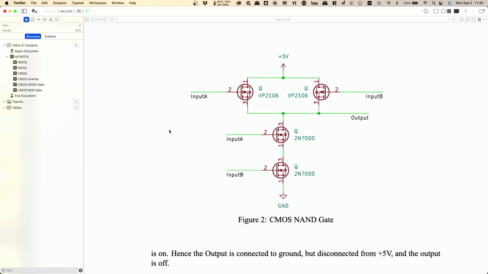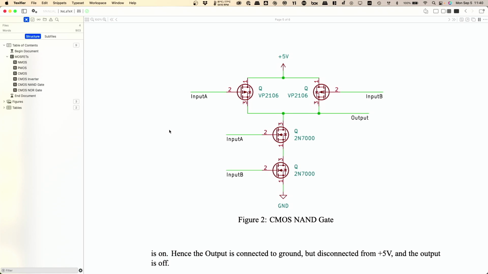Okay, so what's the case that we need to consider still? What about if both inputs are on? If both inputs are on, what happens to the two PMOS transistors? They turn off. On the NMOS side, what happens if both inputs are on? Then what are the two NMOSs? On. So is there a path from ground to output? Yes. And so that output would read low or 0.